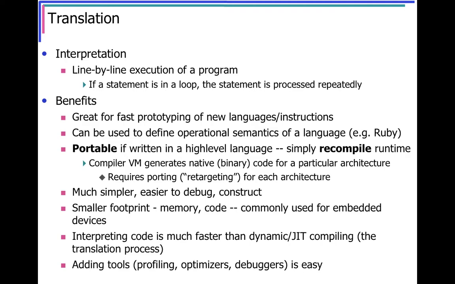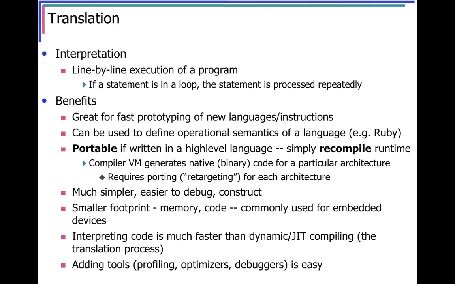Sometimes an interpreter is used to define the operational semantics of a language. For example, Ruby: there is no specification for the Ruby language. There's just an implementation of the language in an interpreter that is used as the reference for that language definition.